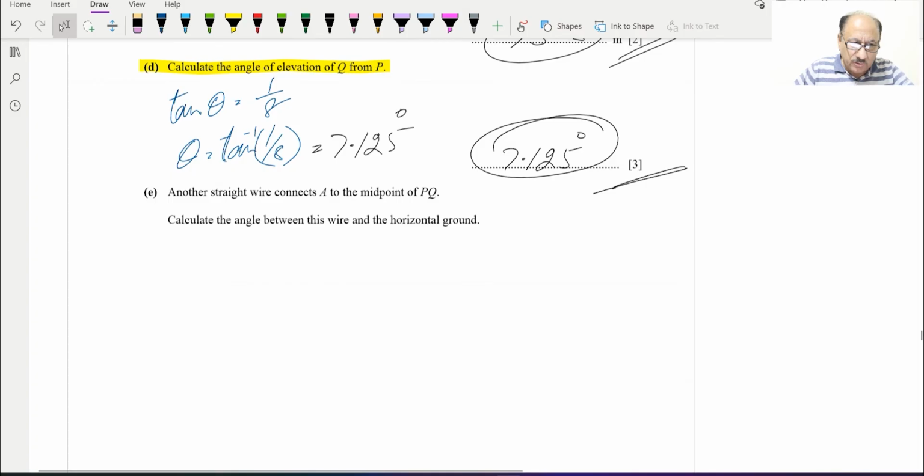Hopefully you understood this. Then they're saying another straight wire connects A to the midpoint of PQ. Calculate the angle between this wire and the horizontal ground.